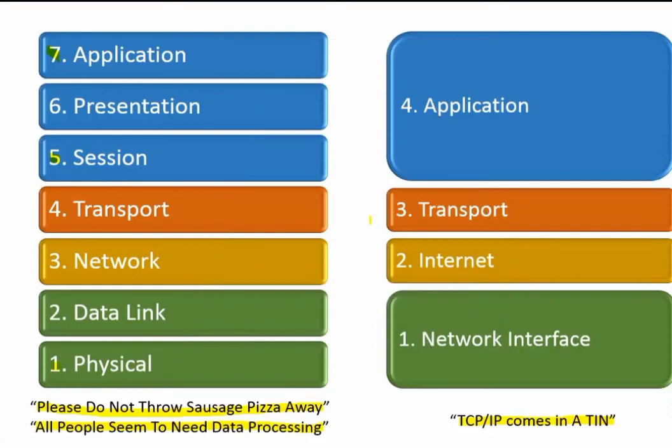Now if you compare the left and the right, we can see that layers 5, 6 and 7 are comparable to layer 4 of the TCP/IP model. The transport layer and the transport layer of TCP have comparable functions. Similarly, the network layer and the internet layer. Layer 1 and layer 2 of the OSI model are comparable to layer 1 of the TCP/IP model.